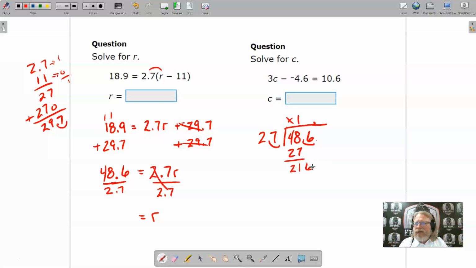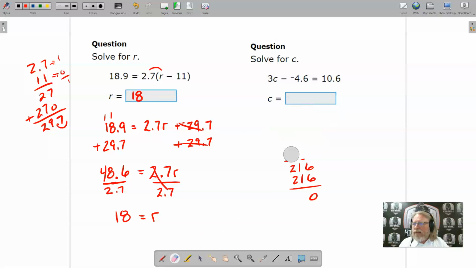And 27 into 216. Let's try an 8. 8 times 7 is 56. I bet you this will work. 8 times 2 is 16 plus 5 is 21. Outstanding. We end up at 0, so 8 is our answer. r equals 18. And yes, that would probably work a lot better with a calculator. I presume many of my students are probably going to use a calculator on something like that.